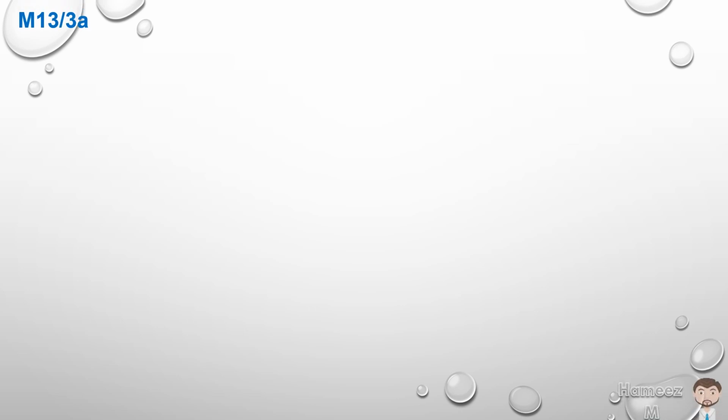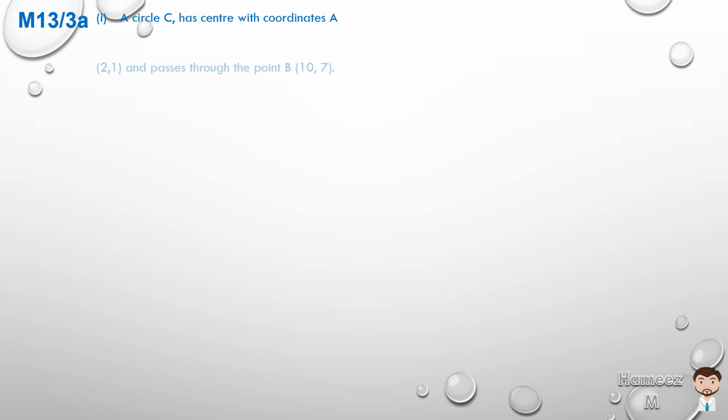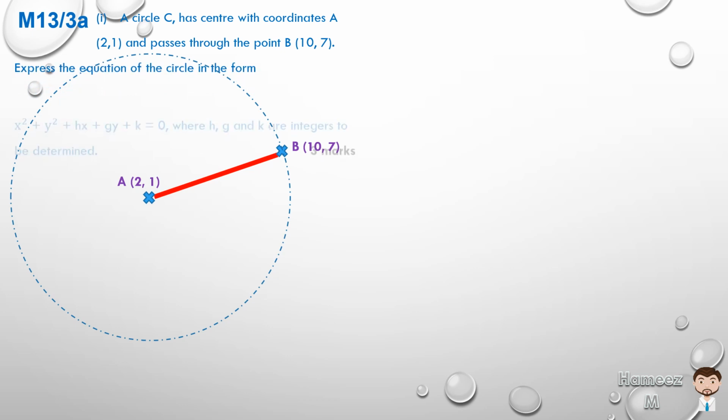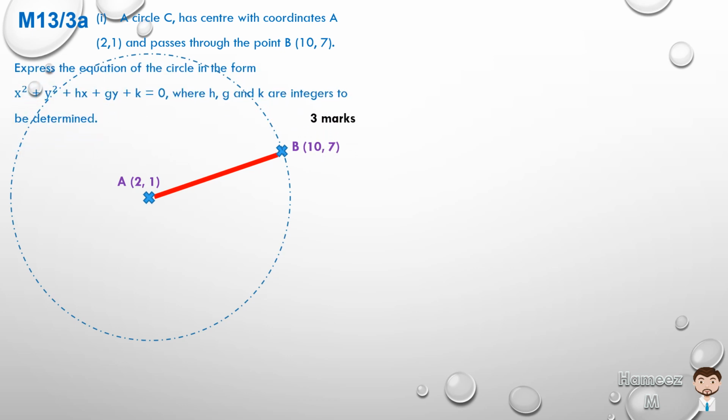May 2013, number 3A, part 1. A circle C has center with coordinates A, 2, 1, and passes through the point B, 10, 7. So let's bring up a little sketch where we randomly put A as being 2, 1 and let B be 10, 7. And we can draw a line from one to the other. And let's draw a dotted circle to show where this falls, as A is the center and B is the point on the periphery. So express the equation of the circle in the form x squared plus y squared plus hx plus jy plus k equal to 0, where h, j, and k are integers to be determined.